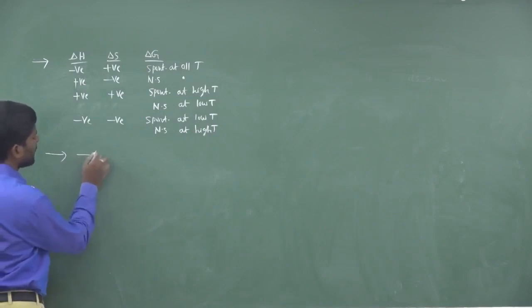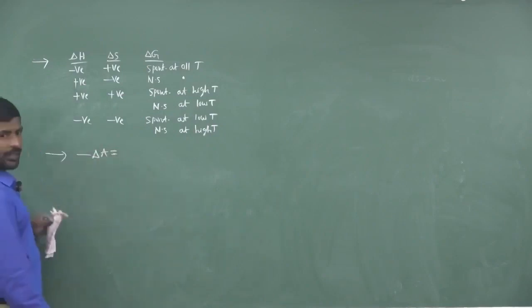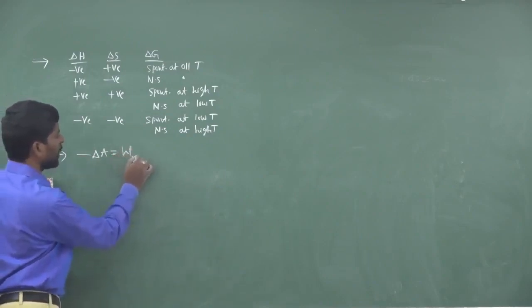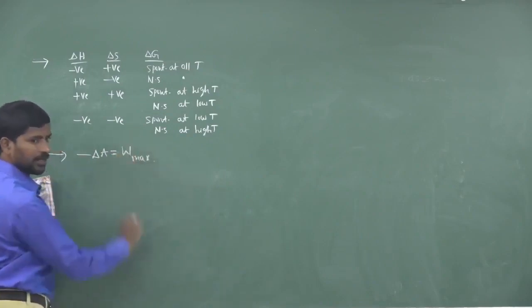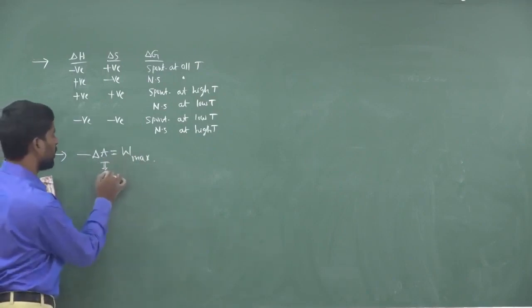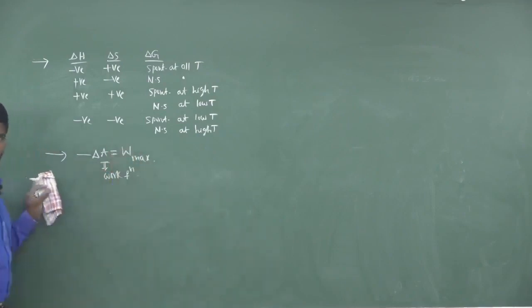Next, the decrease in A gives what during a process? Maximum work done by the system. So A is also called what? Work function. A is also called work function.